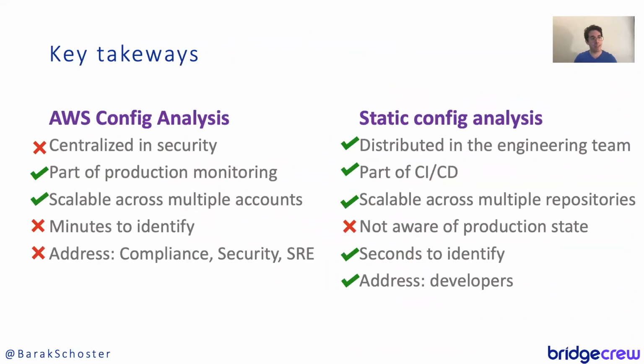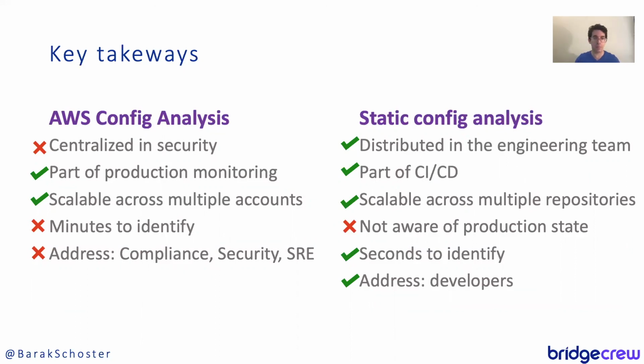So what are the key takeaways from the two different approaches? One is that AWS Config is mainly centralized. You get a report and you have to distribute it manually. The good thing about it is that it gives you true visibility over your production environment. It's the true state. If someone manually changed a resource, you will know about it. It's scalable across multiple AWS accounts. It takes minutes to identify, depending on your scheduling mechanism, and it addresses the different teams of compliance, security, and SREs.